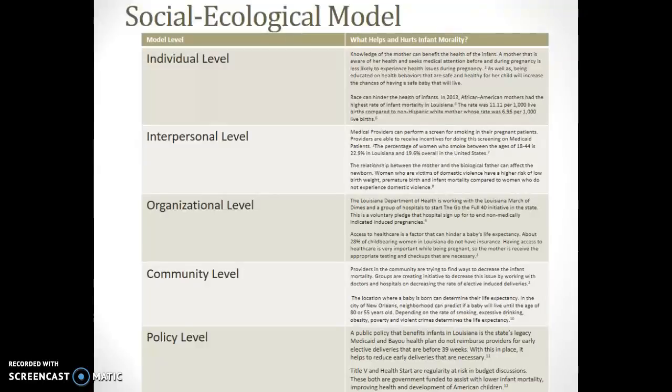Full 40 initiative in the state. This is a voluntary pledge that hospitals sign up to end non-medically indicated induced pregnancies.